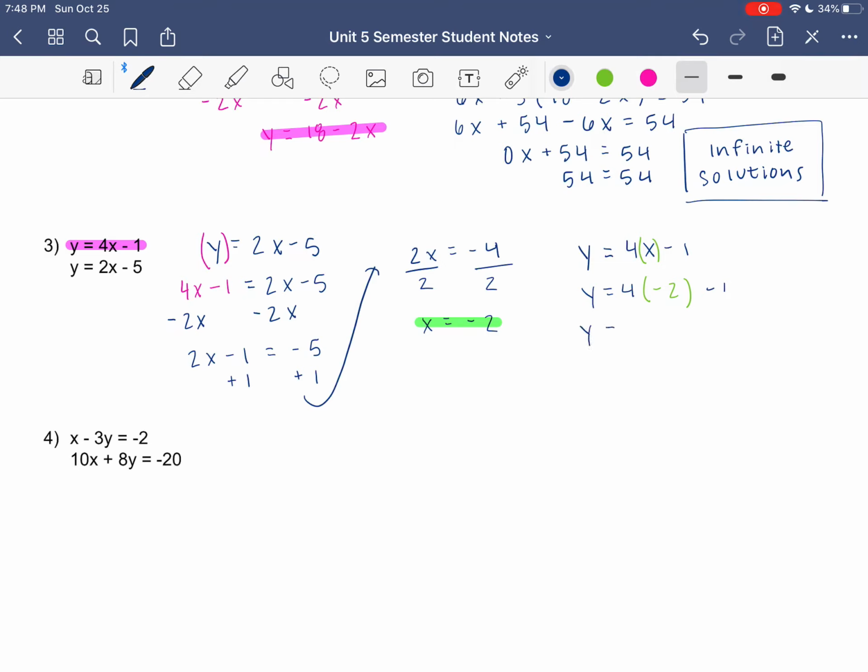So 4 times negative 2 is negative 8. Negative 8 minus 1 is negative 9. So our point of intersection here would be negative 2, negative 9. And again, it's important to remember, write those as an ordered pair with the parentheses, comma in the middle, the x comes before the y.